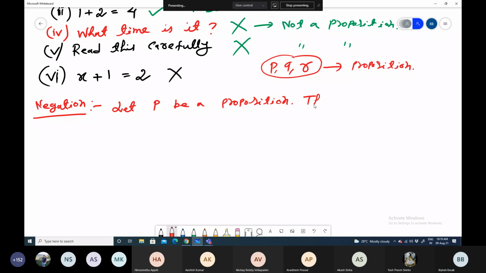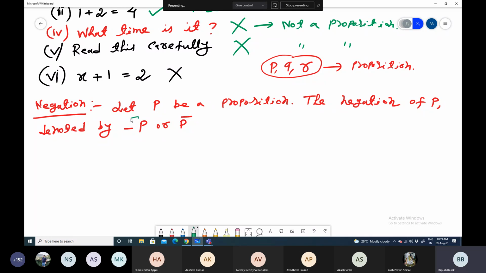Then the negation of P is denoted by minus P or P bar. During this course I use minus P. I do not like P bar, but it is right. I have written minus P here, but we will read this as "not P". We will not say minus P; we will say not P.